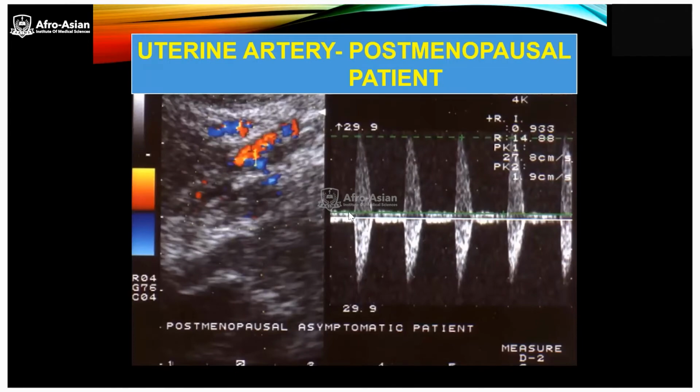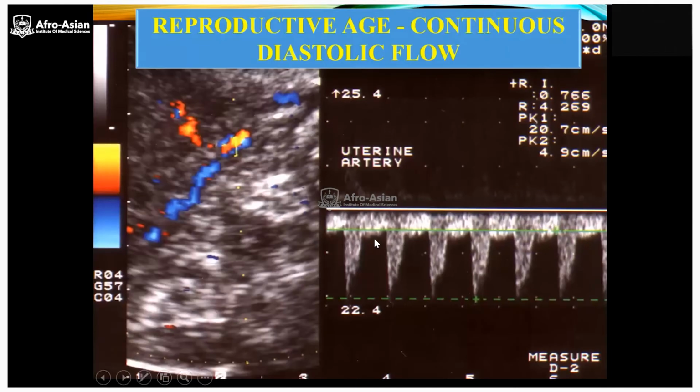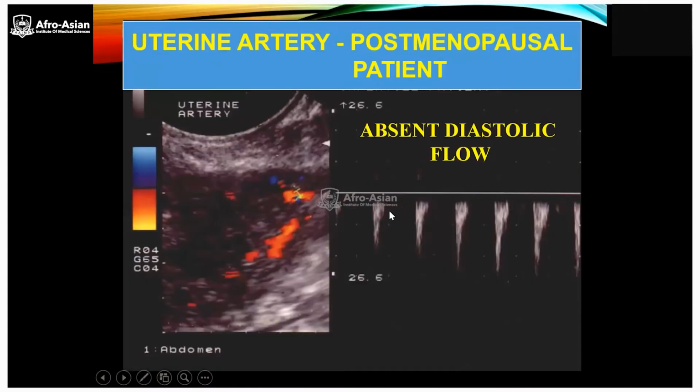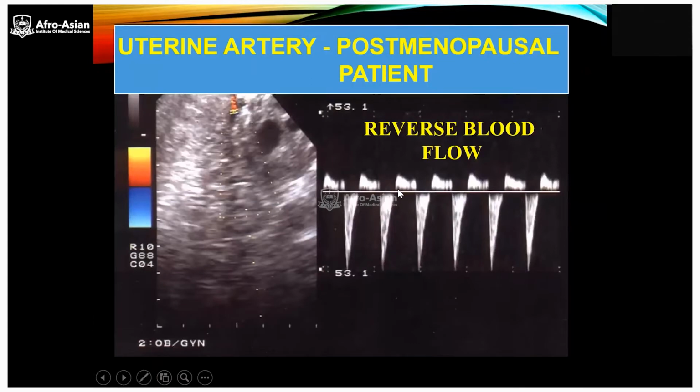So first we had a normal diastolic flow, which is about 1/3 to 1/4 of the systolic flow, then diastolic is decreased, then it is absent, then it is reversed. These are 4 types of diastolic flows which we can get in the uterine artery.